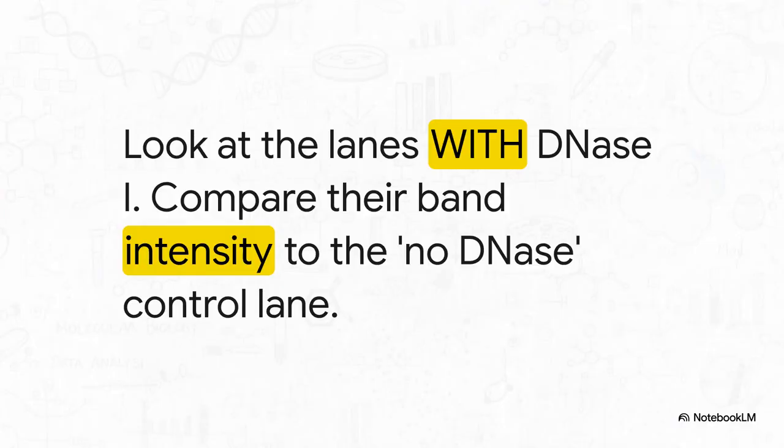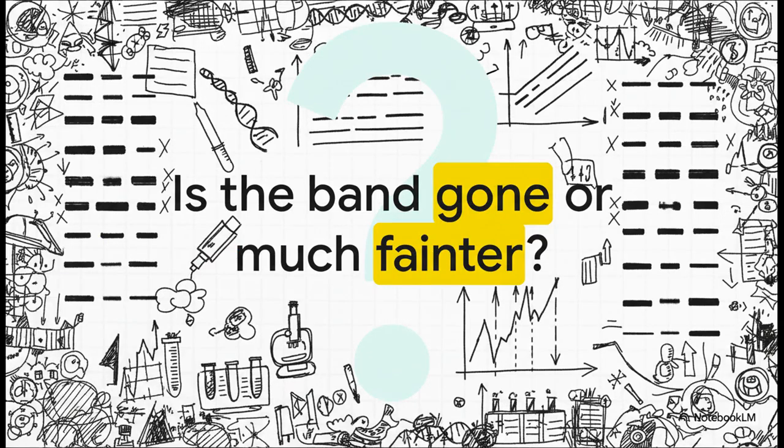Okay, now for step 2. Look at the other lanes, the ones where they did add the DNase. The whole trick to reading this gel is just comparing the intensity of the bands in these lanes to that control band we just found. That's it. As you're looking at each lane, you just have to ask yourself one simple question: what happened to the band? Is it still there and strong? Or did it get fainter or maybe disappear altogether?